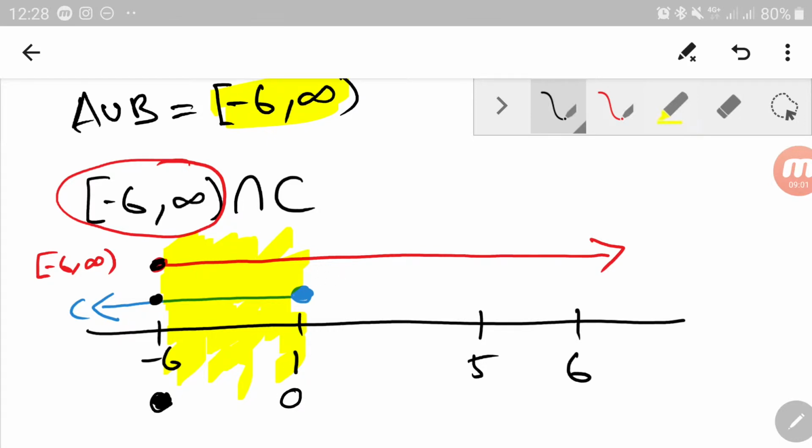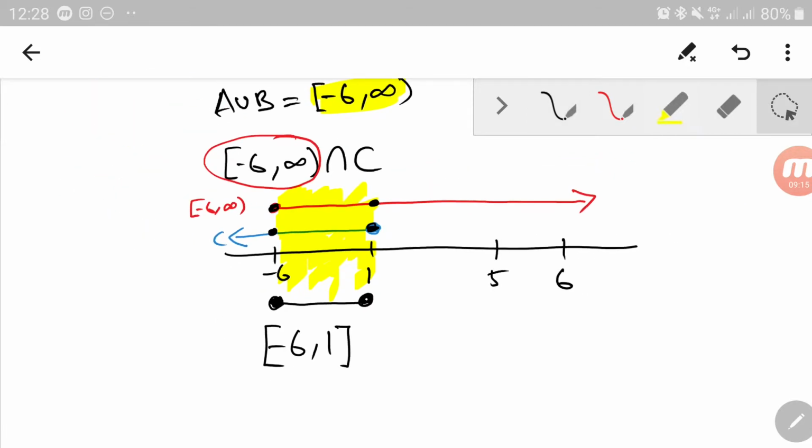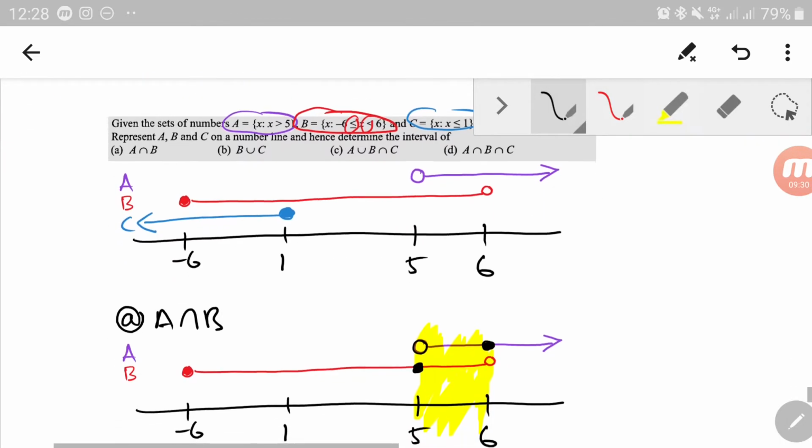While at 1, this one also dense circle. Inside the line also it's a dense circle. So that's the answer. It's minus 6 to 1 with a square bracket. So the answer for A union B intersect C is from minus 6 to 1 inclusive. Okay, now let's proceed to the third one.